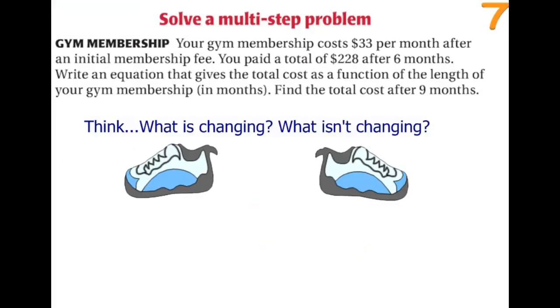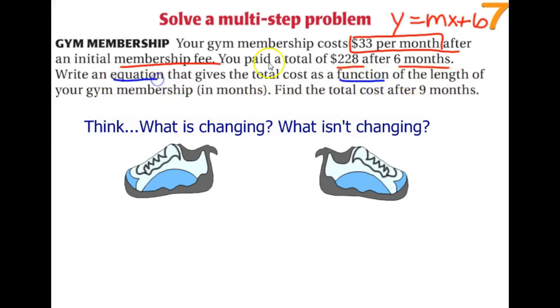Flip over to our last 2 problems. Both of these problems that we're doing, we're trying to get an equation y equals mx plus b, like we've been doing. It's just scenario based. So it says your gym membership costs $33 per month after an initial membership fee. So we're going to pay $33 each month. You paid a total of $228 for 6 months. Write an equation that gives a total cost as a function of the length of your gym membership in months.